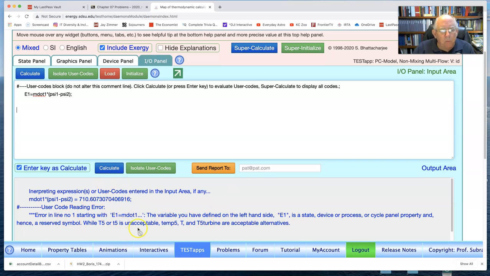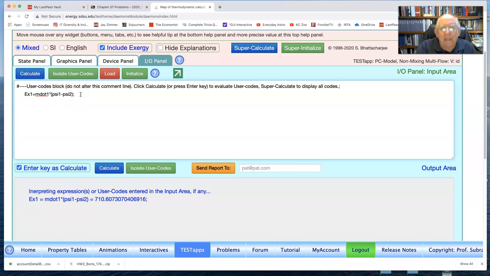What I did was I made a mistake. This E1 is a state, so I have to call this something like X1, because it already had an E associated with the energy of a state. So I have to call it something unique. And so X1 is then 710 kilowatts of exergy that is coming out of that first stream.